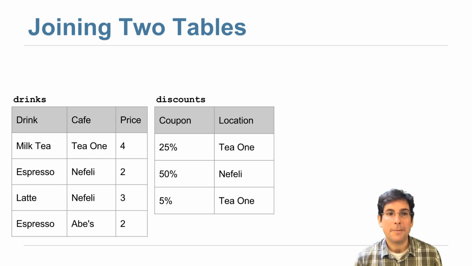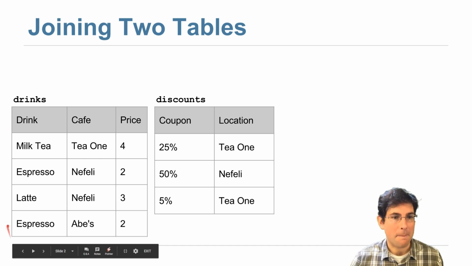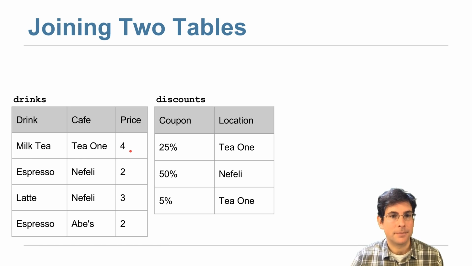Let's say you already have two tables. Here we have a table of different drinks. These are drinks you could order at cafes in Berkeley, California. You can order a milk tea at a cafe called T1 for $4.